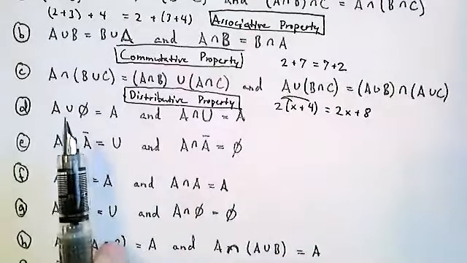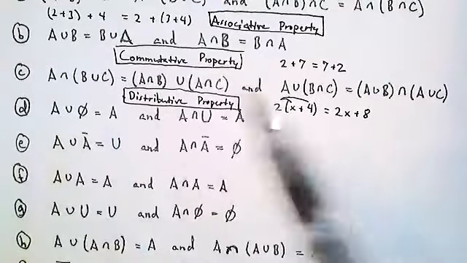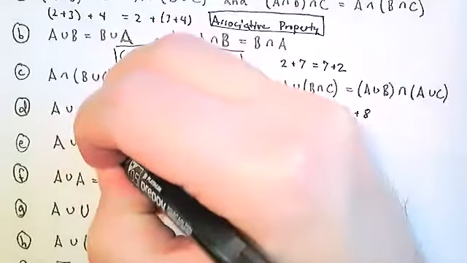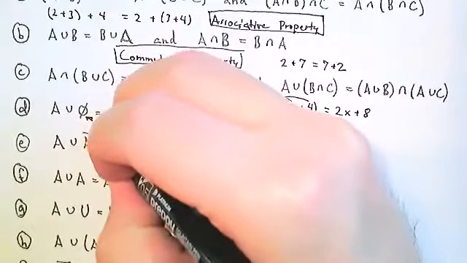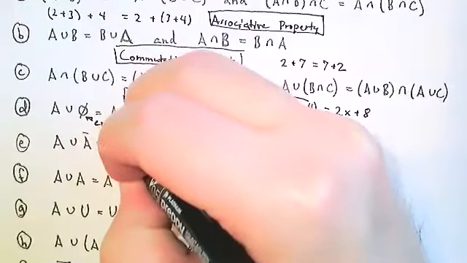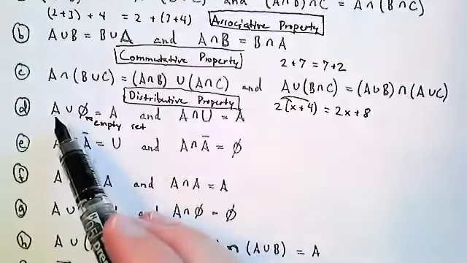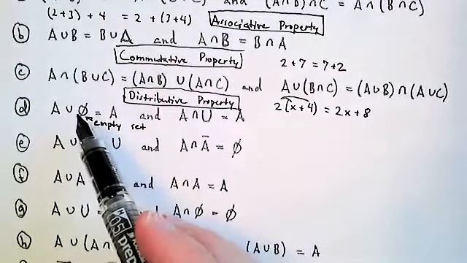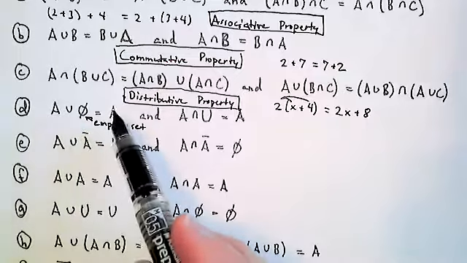Part D, we're taking the union of a set with the empty set. So in case you forgot from last time, the 0 with a slash through it is the empty set. There's nothing in it. So I'm taking a set and I'm adding nothing to it. Taking the union of A with the empty set, you just get A.